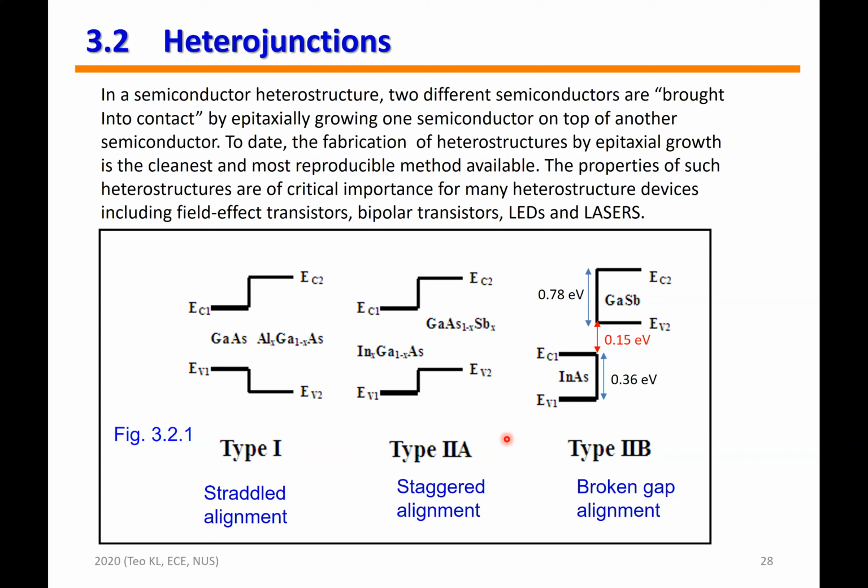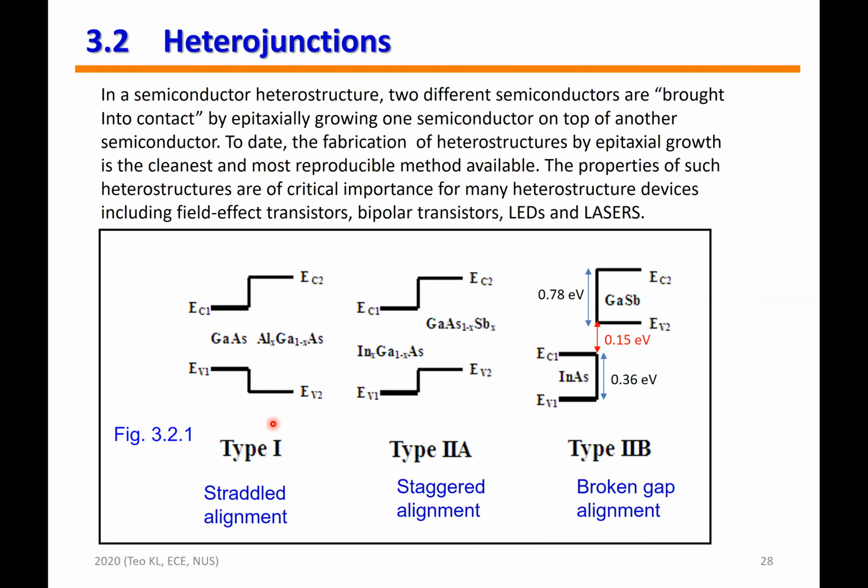So fabrication of heterostructure by epitaxial growth is the cleanest and most reproducible method available today. So the property of such heterostructure is important for many heterostructure devices, including field effect transistors, bipolar transistors, light emitting diodes, lasers.